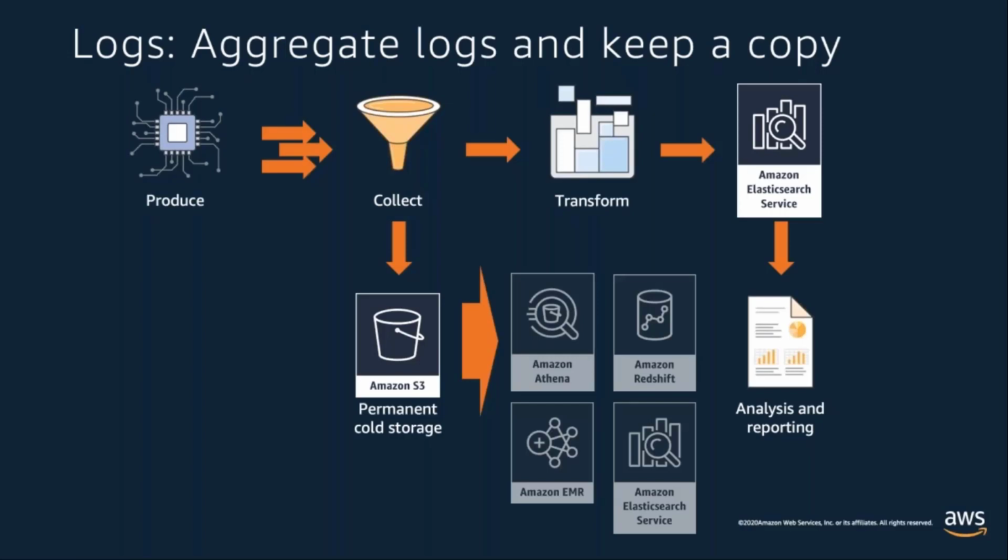Another pathway that we want to explore here is our collection layer can simultaneously deliver to S3 as permanent cold storage. Generally, you may want to keep your data for longer than you need to have it in Elasticsearch, in which case S3 is a good backing store because it enables using things like Athena or Redshift or EMR to do longer term analytics on top of that data.